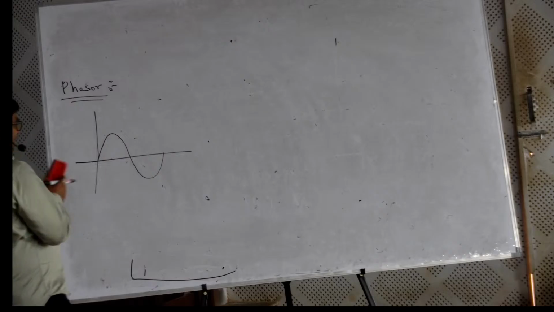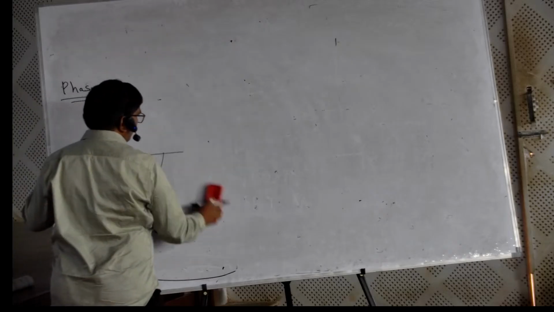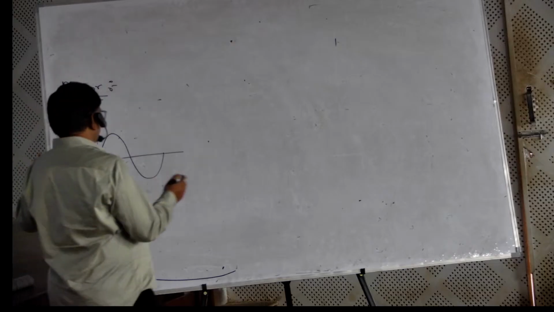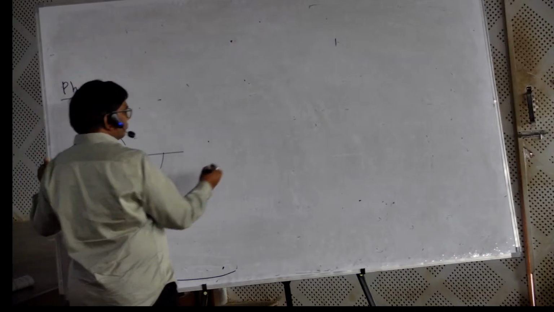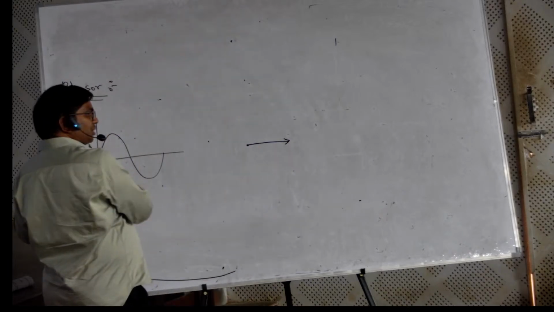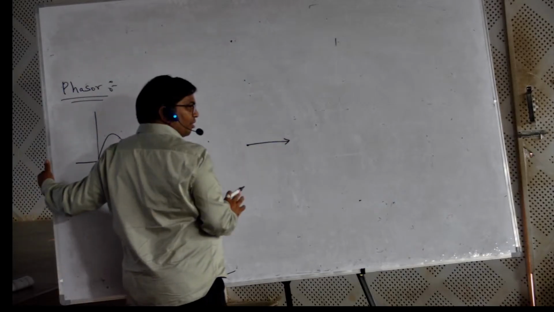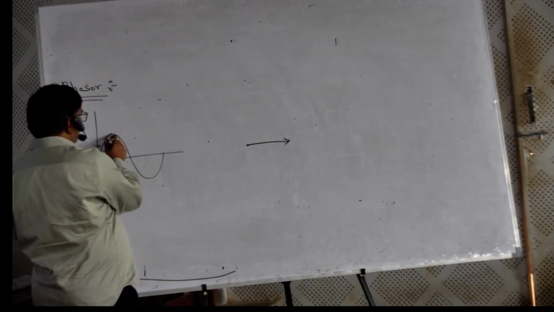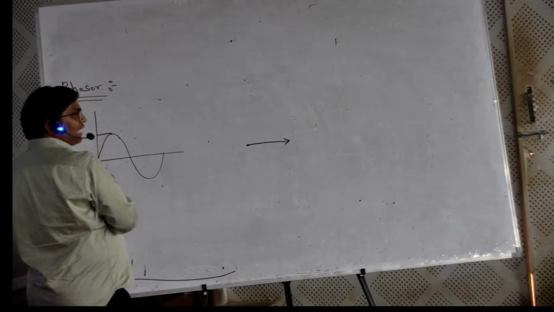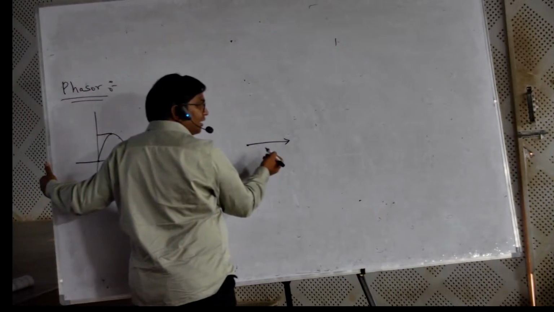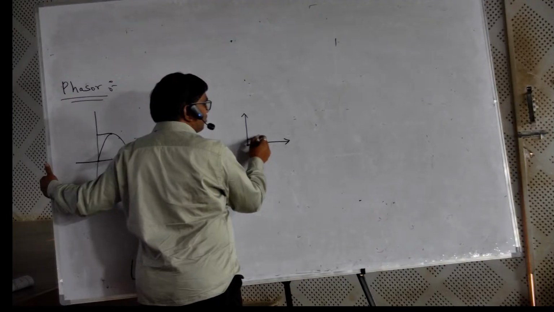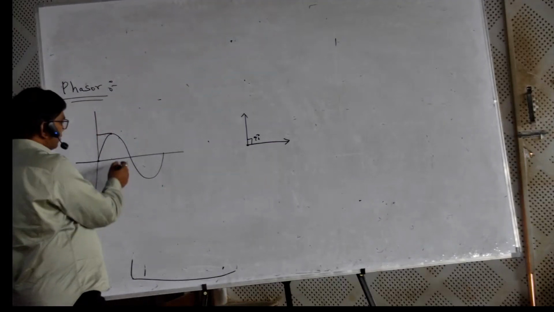Now I'm drawing the phasor. At 0, what is the angle here? 0. And now 90. What is the value? Maximum value. What is the angle? 90. How can I draw the 90 for this? Can I shift like this? It is making 90 now. Then again it is 90.